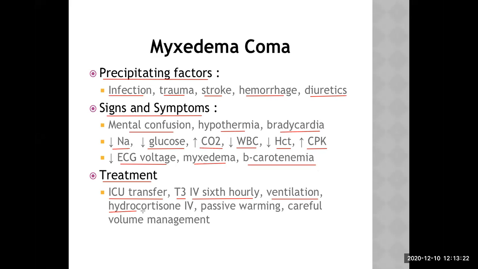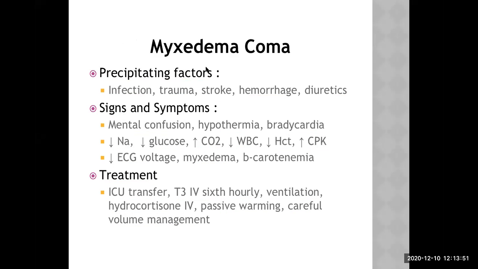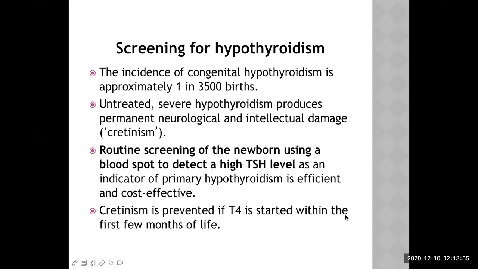We can give hydrocortisone IV. Passive warming of the patient is necessary because of decreased temperature, and careful volume management should be done. Now, why careful? Because the heart is already affected. So if you give too much volume, probably you will precipitate heart failure again. So these are very important points in the treatment of Myxedema coma. So remember, this is one of the emergency situations of hypothyroidism.